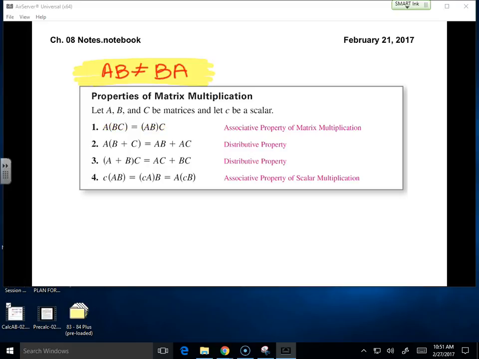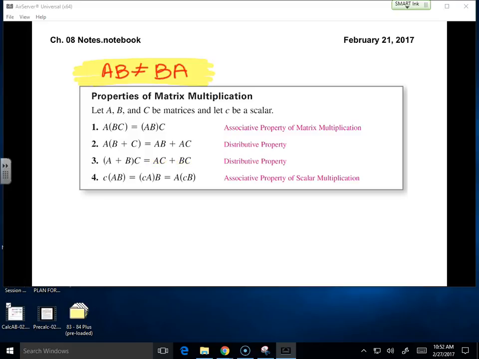We can technically switch the order in number 2. We can say C plus B instead of B plus C. We can switch the order of the addition, but we cannot switch the order of multiplication. We cannot do BA or CA. Same thing in number 3. Distributing a different way is still totally legal as long as A and B come first. You just have to maintain that order.